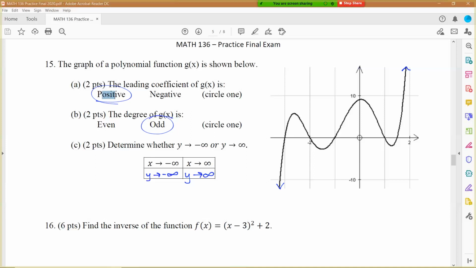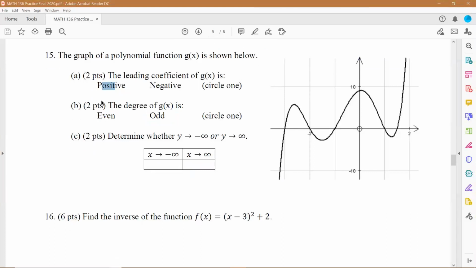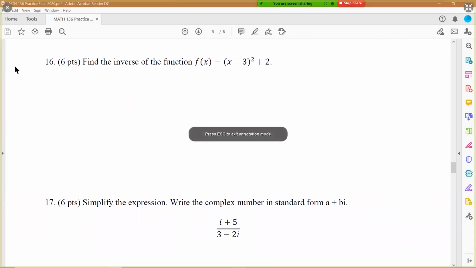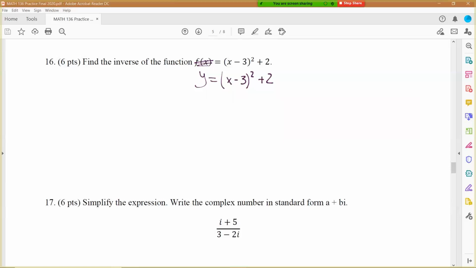All right, moving to question 16, which we have done this term. Find the inverse of this function. Remember, to find an inverse, you're going to take f of x out, replace it with y for step 1. Once we do that, what do we do next? Switch the x and the y. So we're going to change this to x equals, in parentheses, y minus 3 squared plus 2. So first step, take f of x out, replace it with y. Step 2, switch the x and the y.